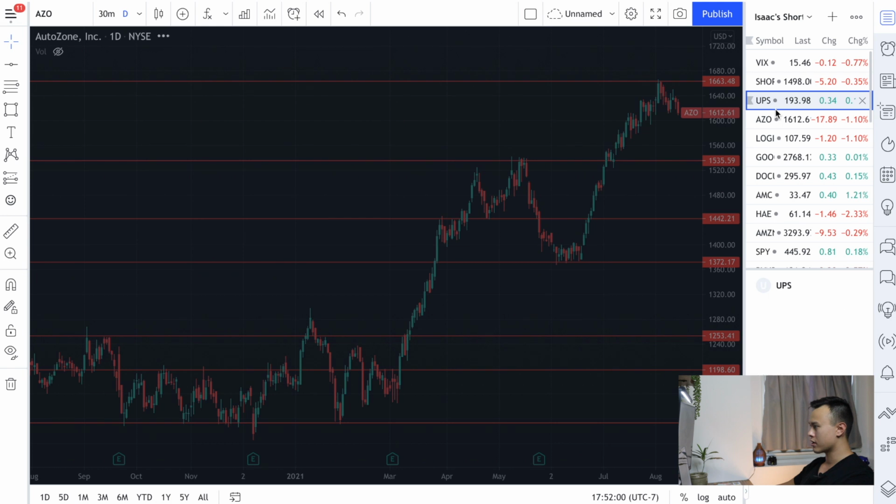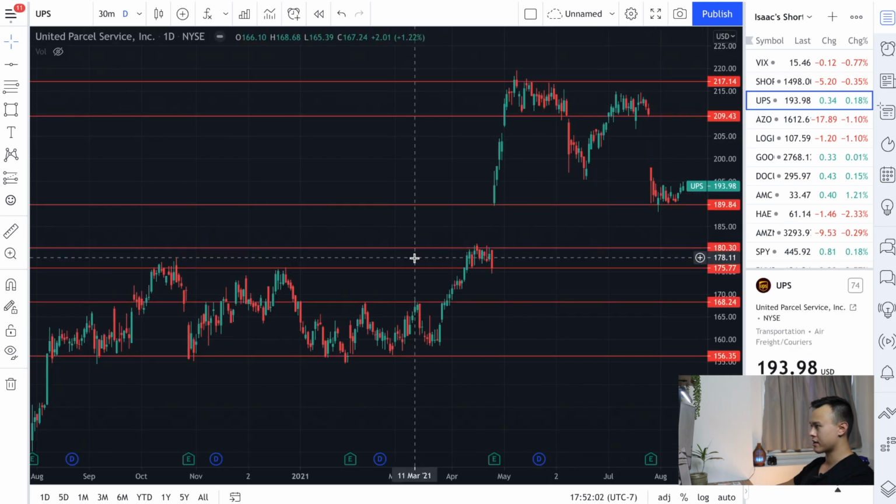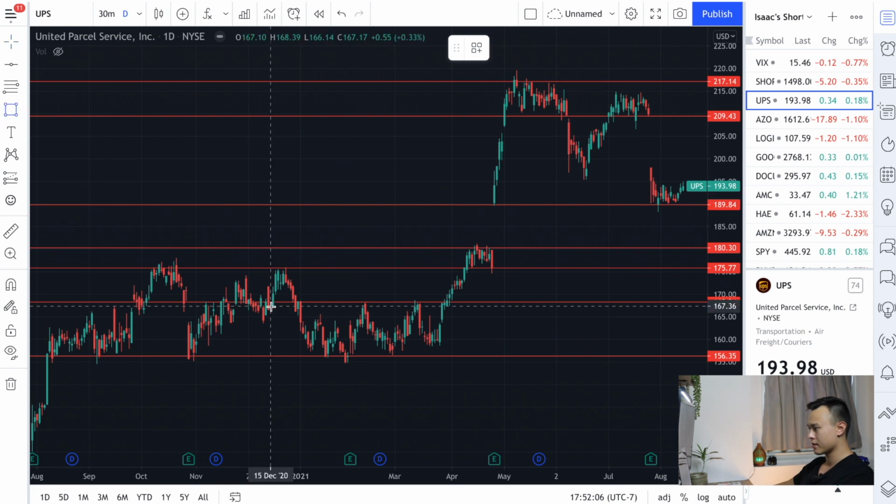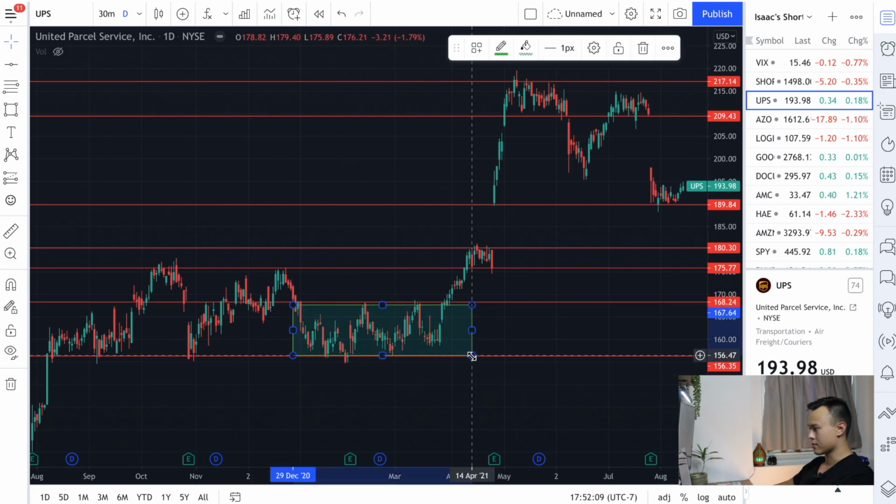So going back to the chart of UPS, we can see that price had a really strong support right here in this area, right here, and it bounced off. So at this time, a lot of buyers were placing their orders to go long, and essentially what this means is that you're buying shares or calls with the expectation that the price will move up.